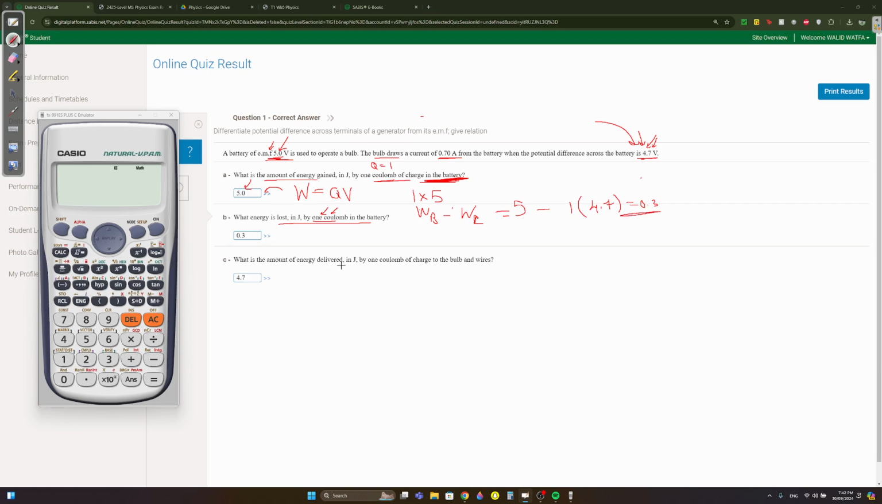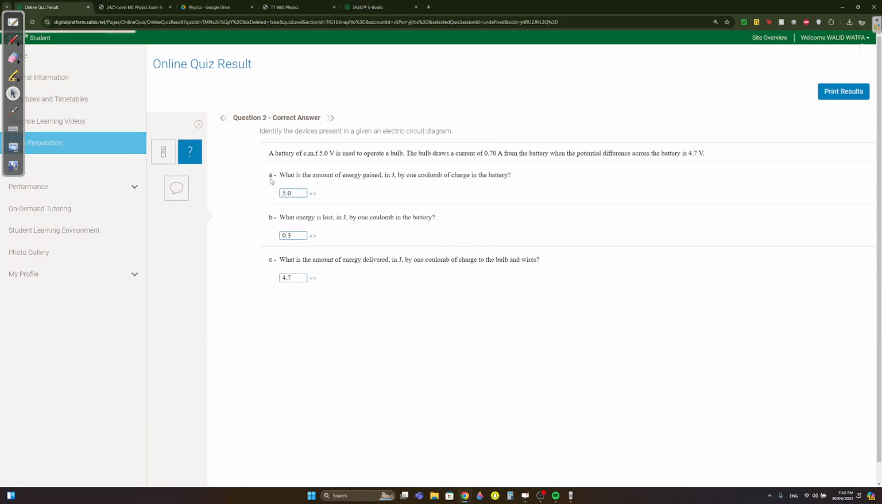What is the amount of energy delivered in joules by 1 coulomb to the bulb and wires? How much voltage did we get? We delivered 4.7. So W is equal to Q, 1 coulomb, 1 times 4.7. Q is charge in coulombs, in case you don't know. You get 4.7. Super easy. Again, let's fly through them very fast.